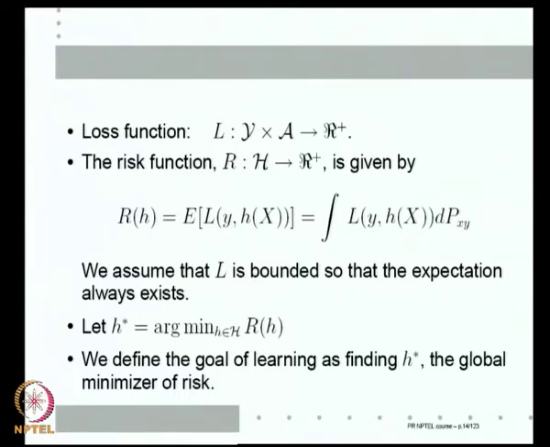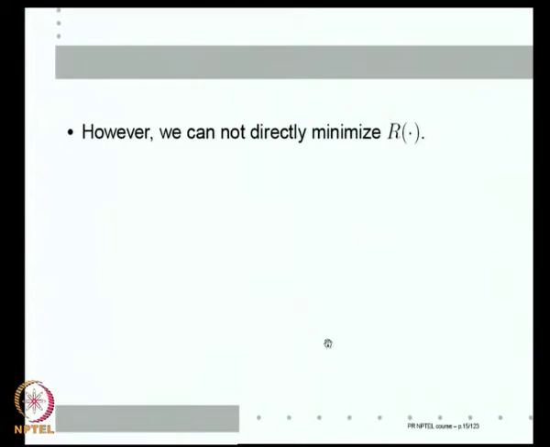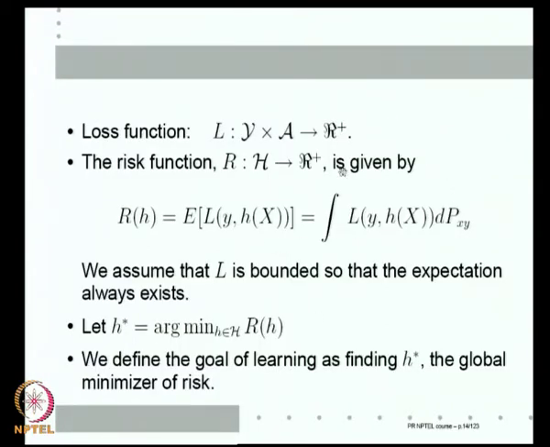Of course, as I said, h star may not be unique, there might be more than one function that achieves the global minimum of risk, but that does not make any difference to us, because we are going to distinguish different functions in h only in terms of their risk values. So, if two different functions have the same risk value, as far as you are concerned, they are the same function. So, the fact that the global minimizer may not be unique is of no consequence to us. But the problem is that we cannot directly minimize R. Why can we not directly minimize R? Because given an h, we can't even calculate R of h, because that depends on the unknown probability distribution.